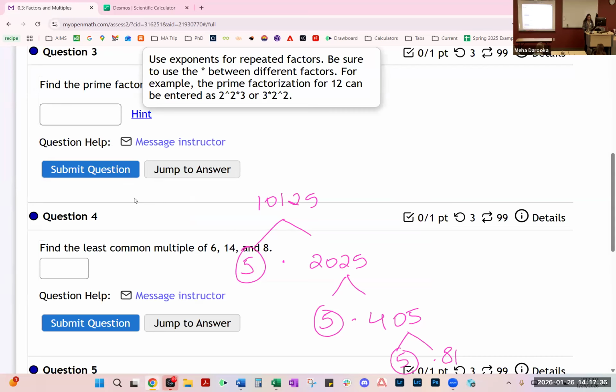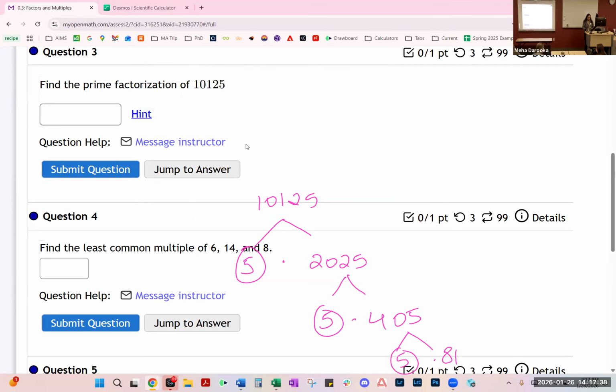Is the 2 at the bottom there? Okay, let me move this a little bit upwards.